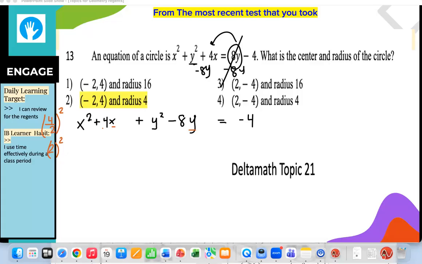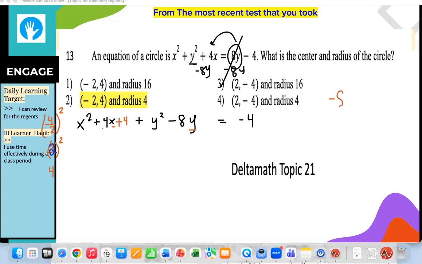So you're going to basically take the number next to the x, divide it by 2, and then square it. And then this becomes 4. So we want to add 4 on both sides. I'm going to put this number in a different color, and hopefully you'll see why in a few moments. So we're going to do the same thing, but for the y.